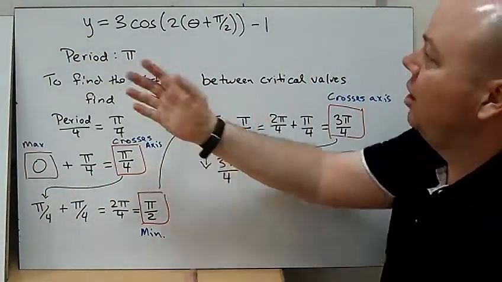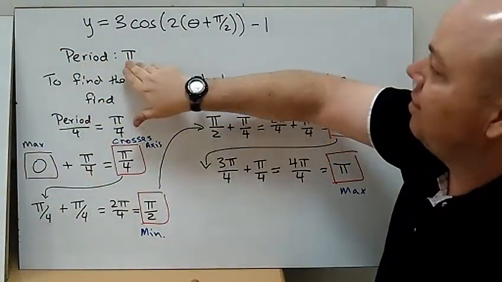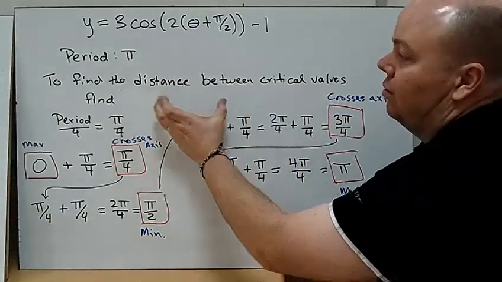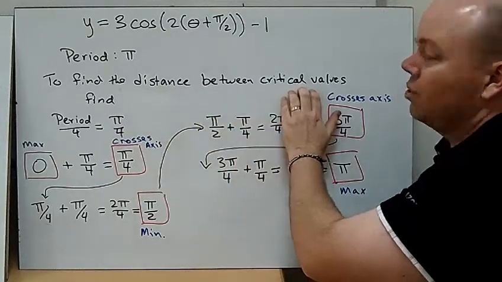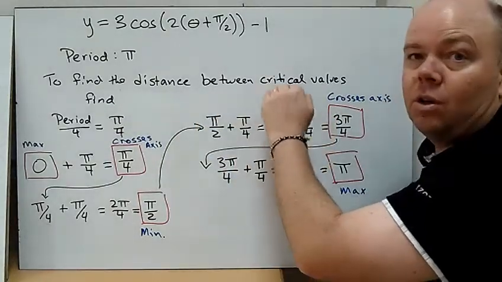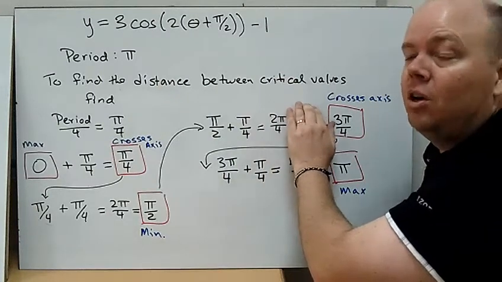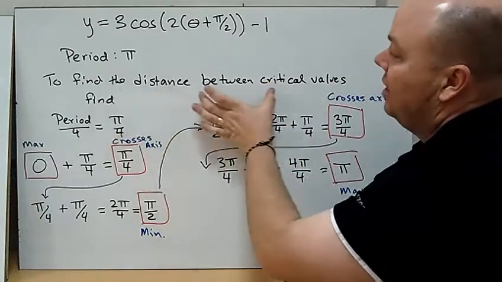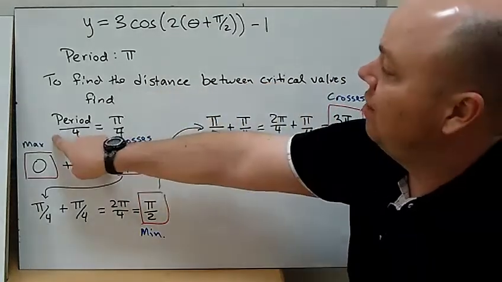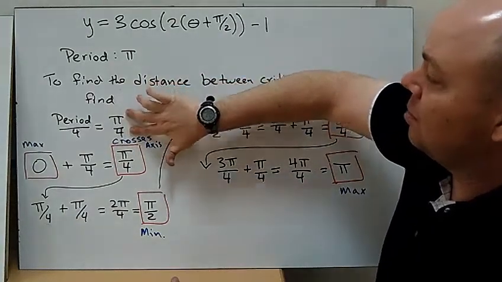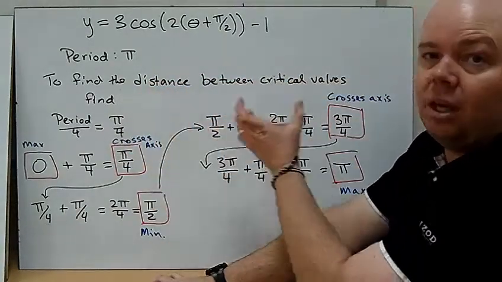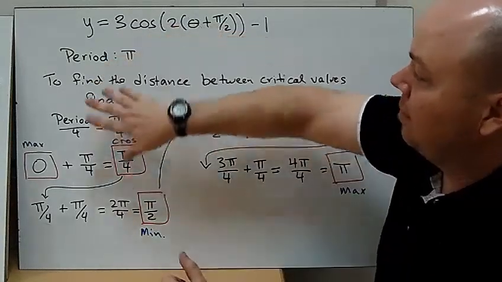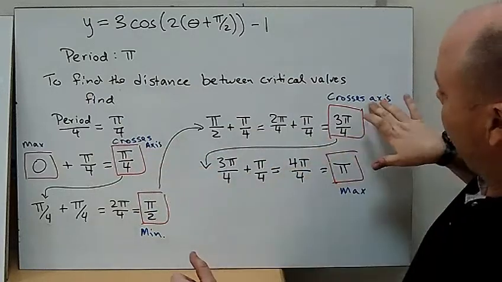So using that information, the period of this graph we just found was pi. To find the distance for each of those 4 chunks, I'm going to call those critical values: maximum, crossing the sinusoid axis, minimum, crossing the sinusoid axis, and the maximum. Those are the critical values. So to find the distance between the critical values, you divide your period by 4. That gives me pi over 4. That means each of the chunks of the graph is pi over 4 radians. So that helps me find where all of these critical values are.